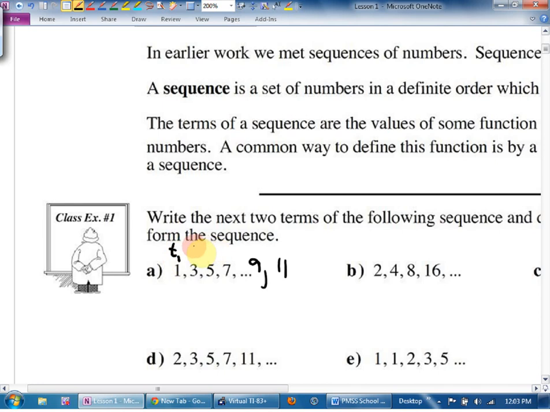We call this second term, term 2. So what would this guy be called? Term number what? 5 or 6? Which one? The 11. Okay, this is term 6. What I want to do is I want to write an equation so that when I put a 6 into the equation, the answer is 11. When I put a 2 into the equation, the answer is 3. When I put a 1 into the equation, the answer is 1.